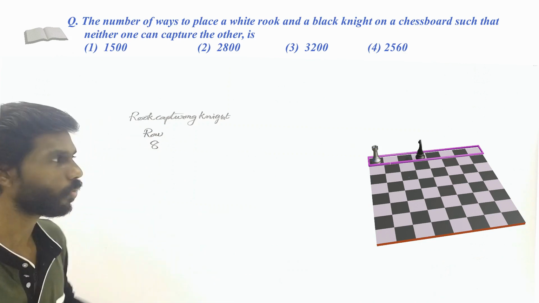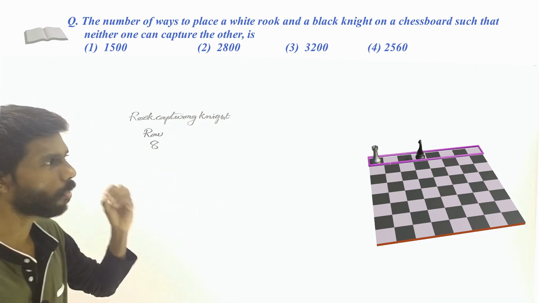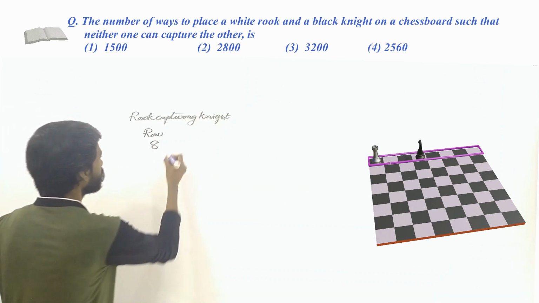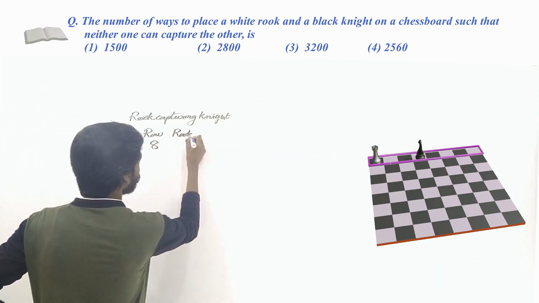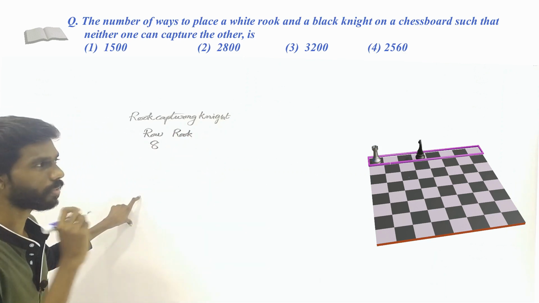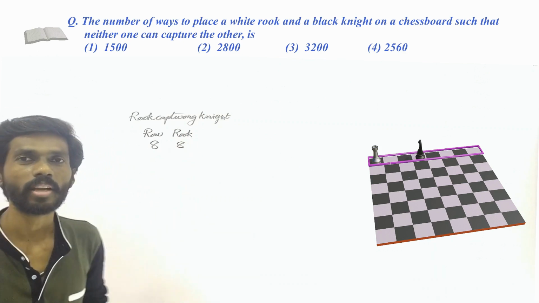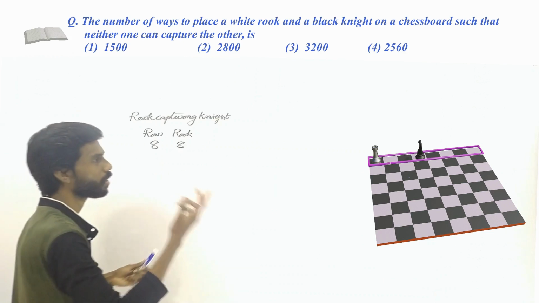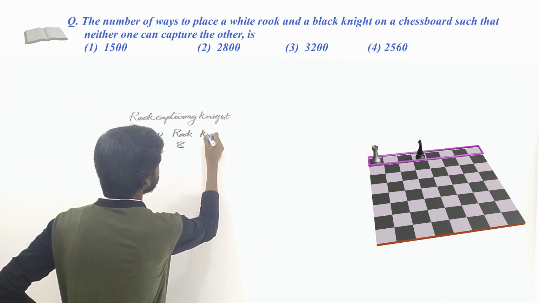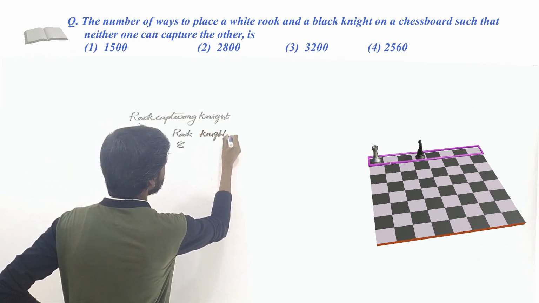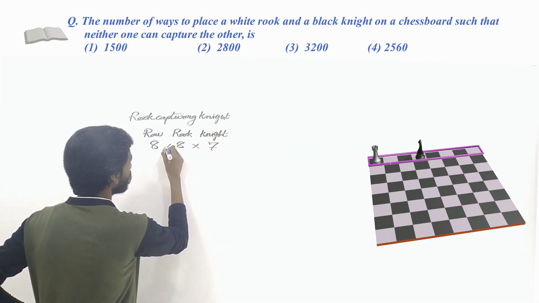On this selected row, we will place both these pieces. In how many ways can this rook be placed? Let us first place this rook. Each row contains 8 squares, so one of the squares can be selected in 8 ways. So the rook can be placed in 8 ways. Now the knight can be placed in one of the remaining 7 squares. So the knight can be placed in 7 ways. Alright, this product will give you the answer.